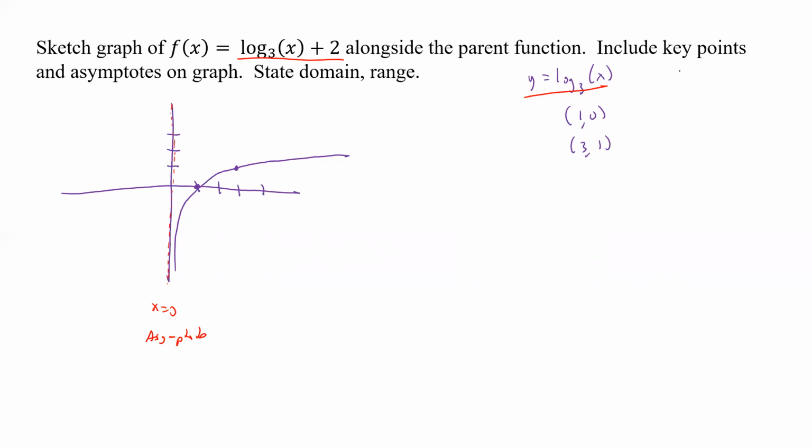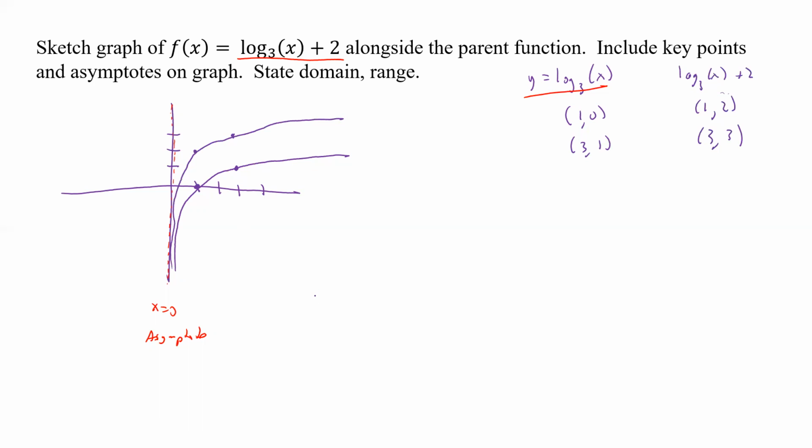So if we think about this, if we have log base 3 of x plus 2, we're just adding 2 here. So that becomes (1, 2). This becomes (3, 3). And so that's all we've done. We've added 2 to our y. So we could do it here too, (1, 2), and here we could do (3, 3). And that then would be our new function.